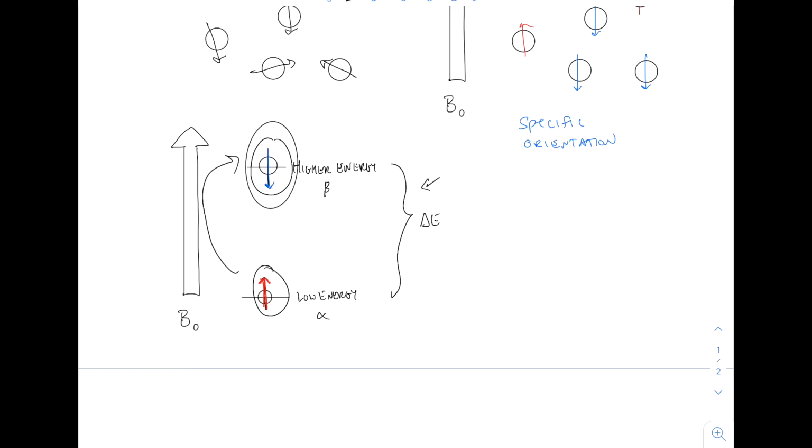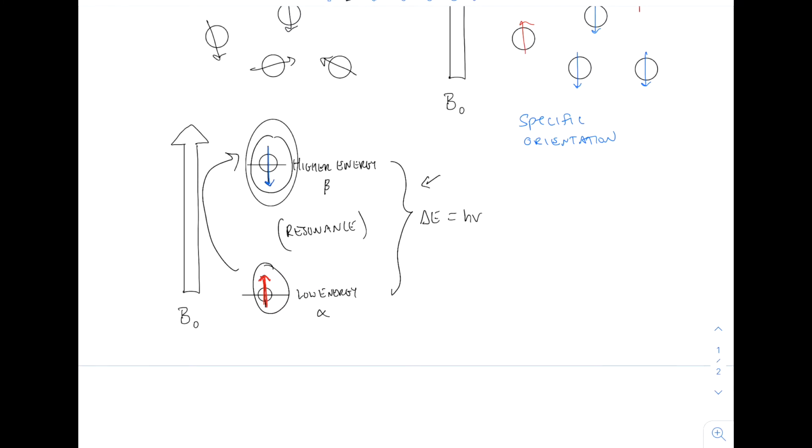When the oriented nuclei absorb energy causing that spin flip, that's something called resonance. Okay, so I'll put resonance. It is in resonance because the frequency of the incident radio waves, for example, is equal to the amount of energy that is required to cause that spin flip. So basically the frequencies of those energies match up, and they are in resonance. And so basically this delta E is equal to h nu is our relationship between energy and frequency, right?